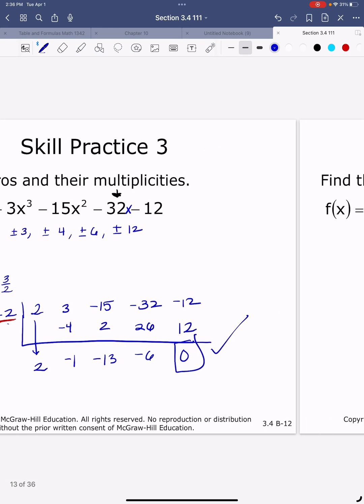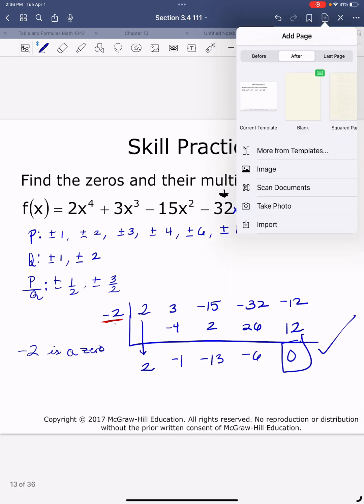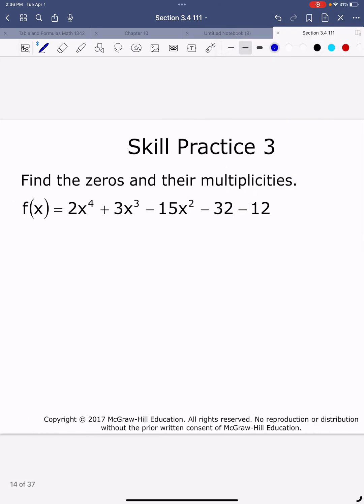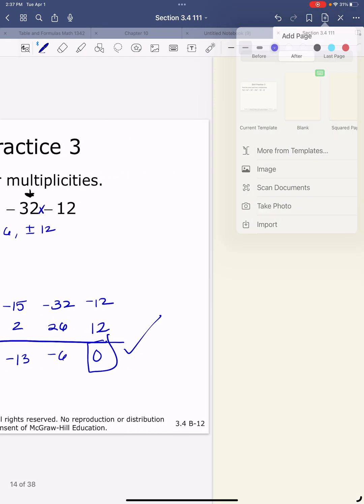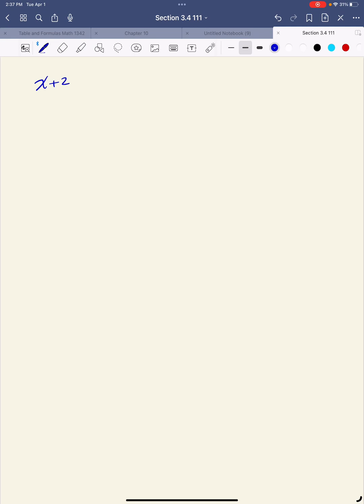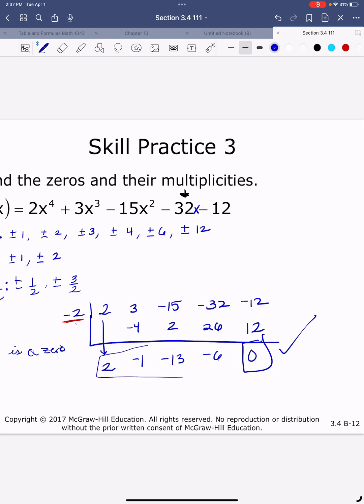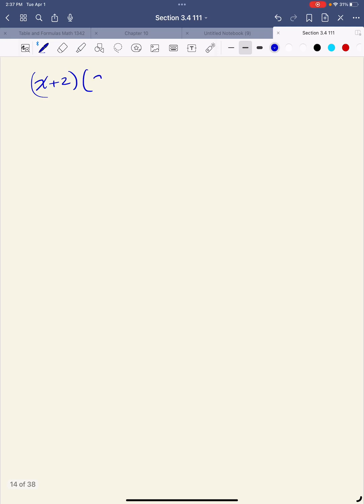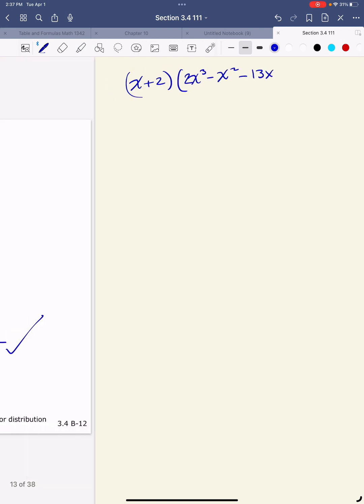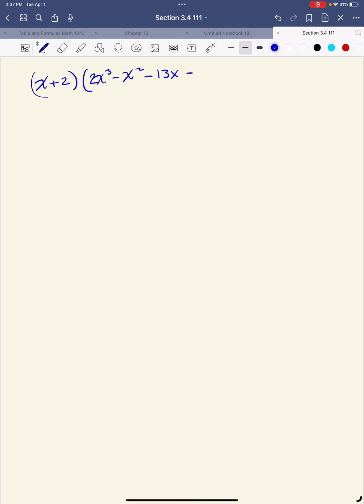So how would we then proceed? Well, we have to keep going because what we have here is, and let me add a blank page so we've got more room, we found that x plus 2 times, remember we're going to use these values from synthetic, so we've got a 2, a -1, a minus 13, so a 2x cubed, a minus x squared, minus 13x, and then I believe it was a minus 6, is what we have factored our fourth degree polynomial down to, is the product of these two.